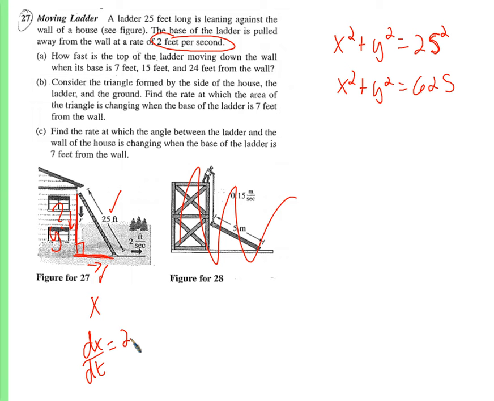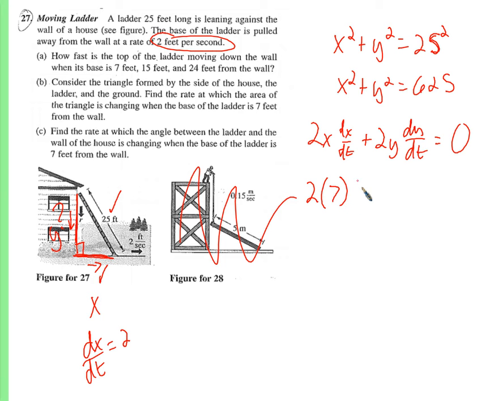Well, then I should probably take the derivative of this guy, right? So what's the derivative left to right? 2x dx/dt plus 2y dy/dt equals 0. Yes, that 25 squared really mattered, didn't it? Got 0 there. 7, 15, 24. Those are the three values we're going to plug in. Let's do 7 real quick.